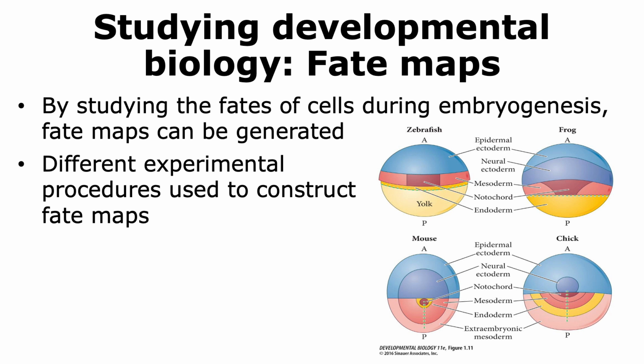In the case of a frog, in addition to the epidermal ectoderm, the mesoderm, the notochord, and the endoderm, we also have the neural ectoderm that's shown right below the blue. Similar fate maps have been generated for mice and chick embryos.